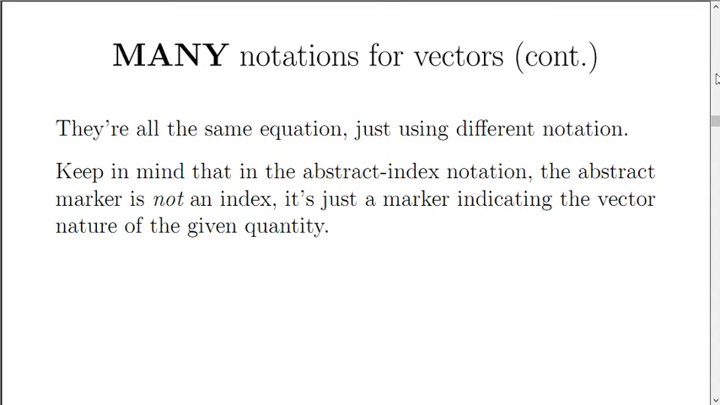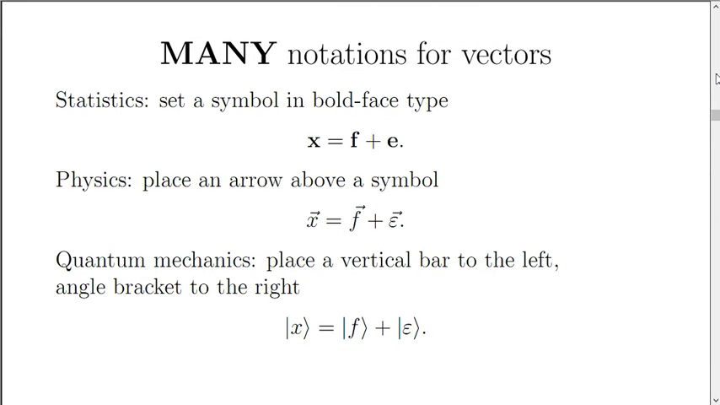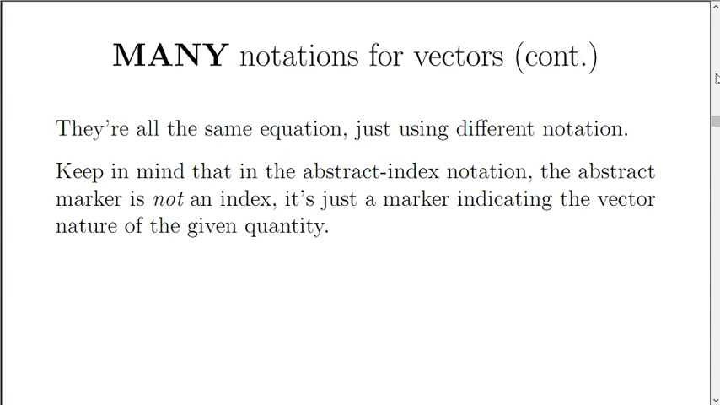Do keep in mind that in the abstract index notation, the abstract marker, the alpha or beta or gamma or whatever, is not an index. It's just a marker indicating the vector nature of the given quantity. So in the equation x equals f plus e with little arrows above them, the arrows are not an index. They don't tell you which component. They're just a marker indicating it's a vector. The same is true with the abstract index notation, even though I'm using a subscript. That subscript doesn't mean a particular component. It just is a marker saying this is a vector.